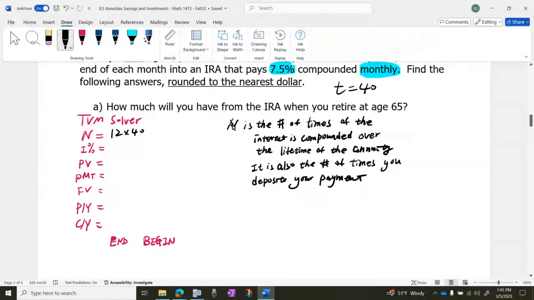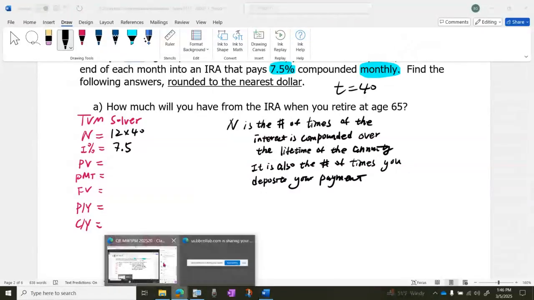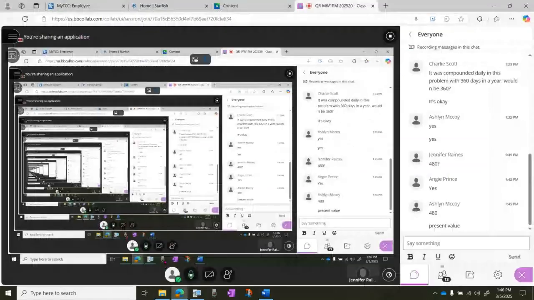Next one, I%. I% is the annual interest rate. Here again it is the nominal interest rate, all right? The nominal interest rate is 7.5%. So you just need to enter 7.5 here. Anybody remember what PV stands for? What does PV stand for? PV. Present value. Awesome. Okay. It means the money in the account at the very beginning, right? You tell me. For an annuity, how much money do we have at the very beginning?